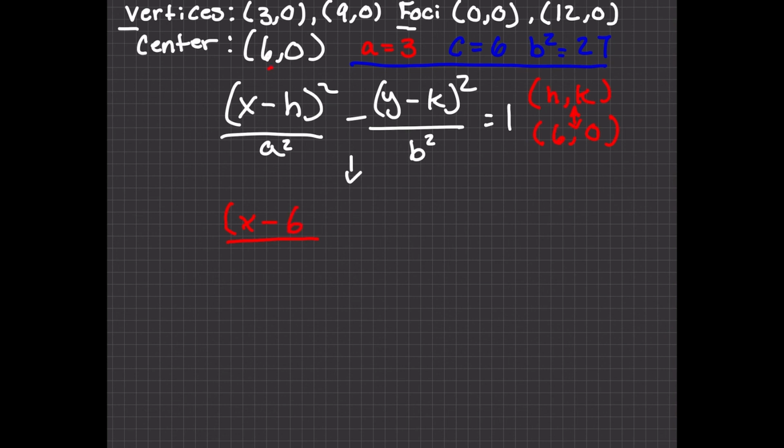So X minus 6, put that in parentheses, put a 2, divided by 9 minus Y minus 0, put a 2 on the top, divided by 27, and that should always equal 1.